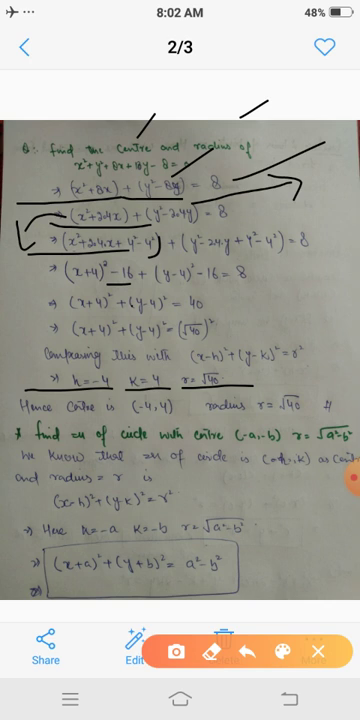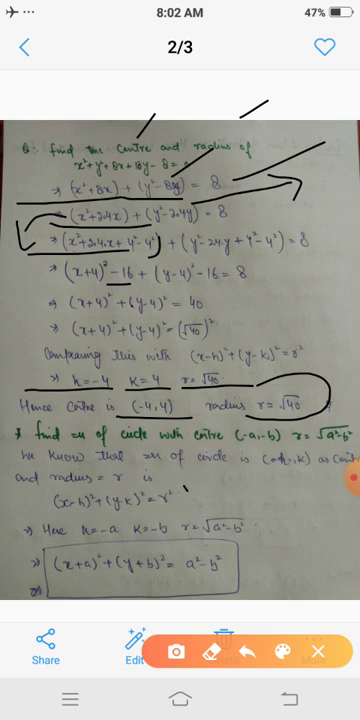Hence, the center of this circle is (h, k), which implies that it is (-4, 4), and the radius is root 40. Now, the second example is: find the equation of a circle whose center is given and whose radius is given. That is, (h, k) is given and r is given.